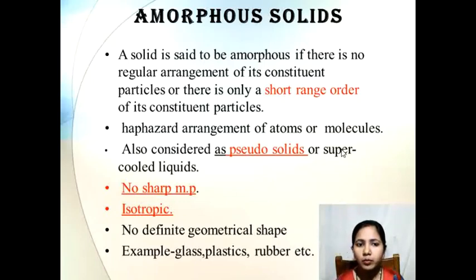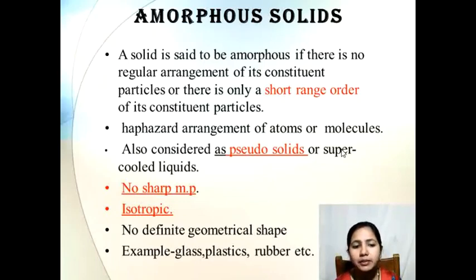So the most important point here is that they have a regular arrangement of constituent particles but only up to a small region. One more thing: they are called pseudo solids or supercooled liquids. Now what is this? It's very important. Pseudo solid means they are solid but to some extent they also resemble liquids, like they flow very slowly at room temperature. This type of solid we call a pseudo solid or supercooled liquid.